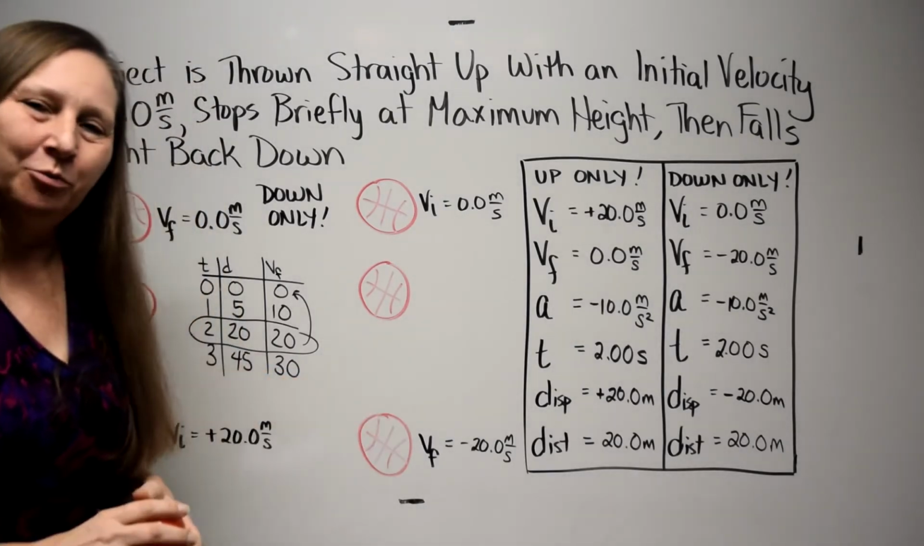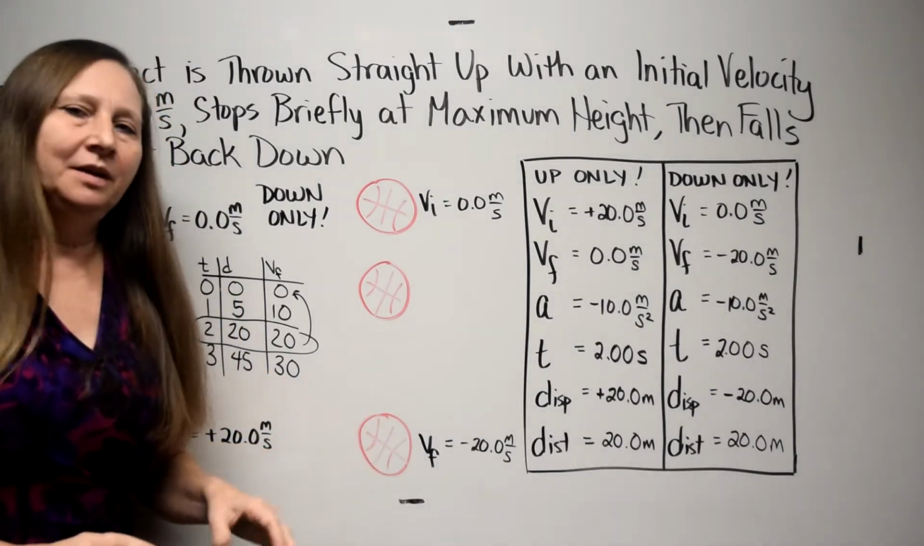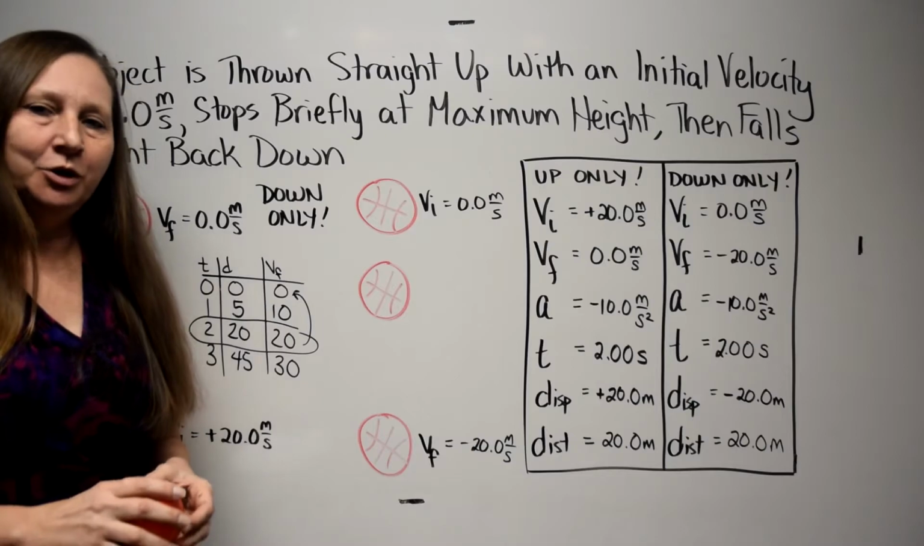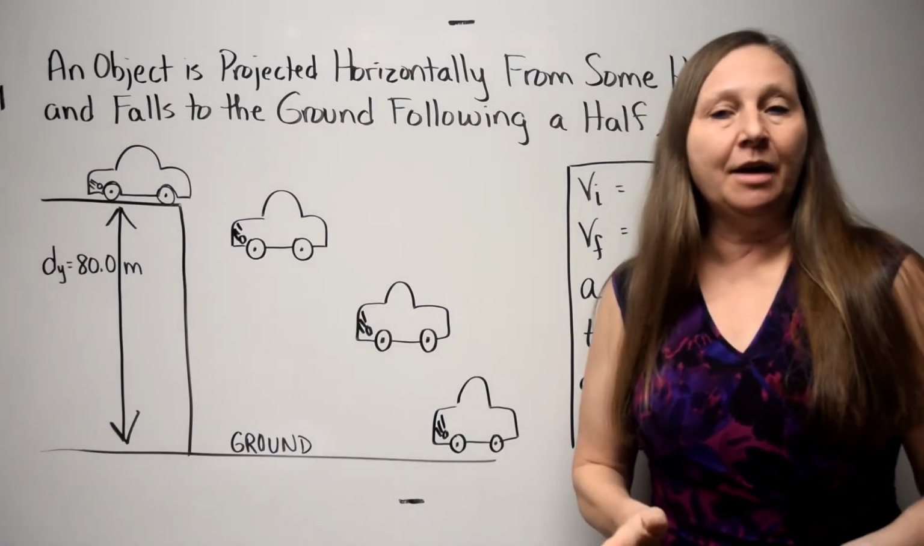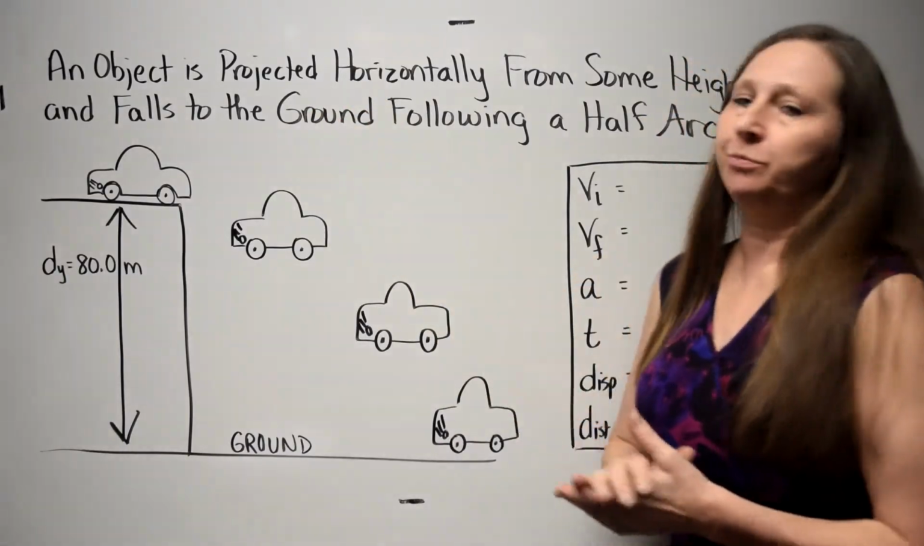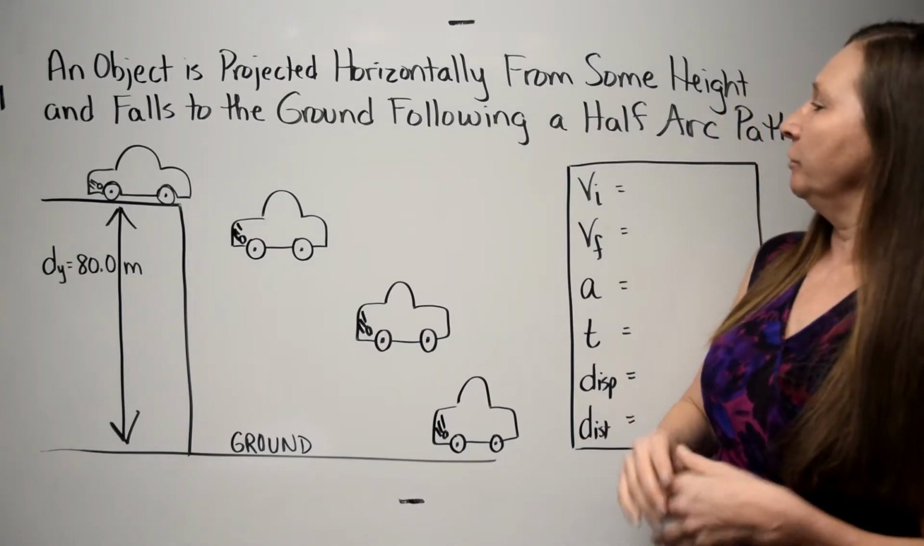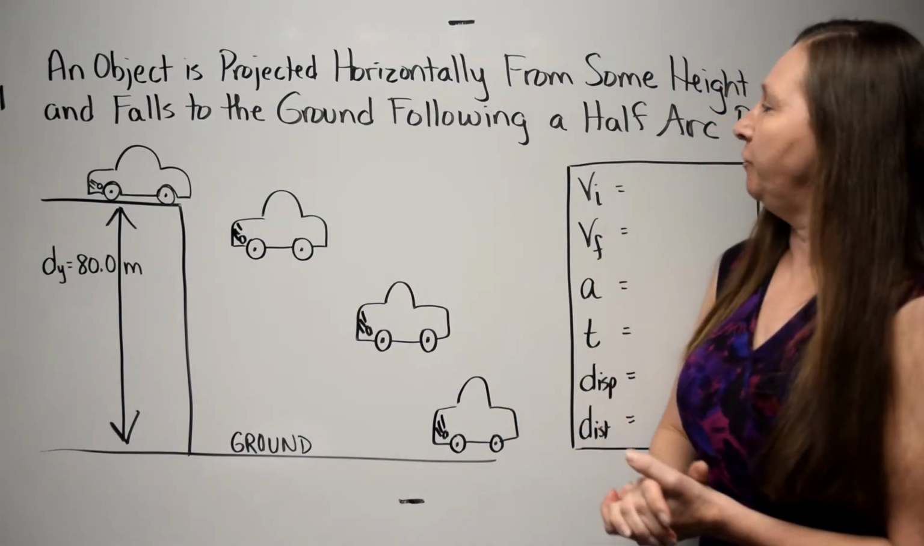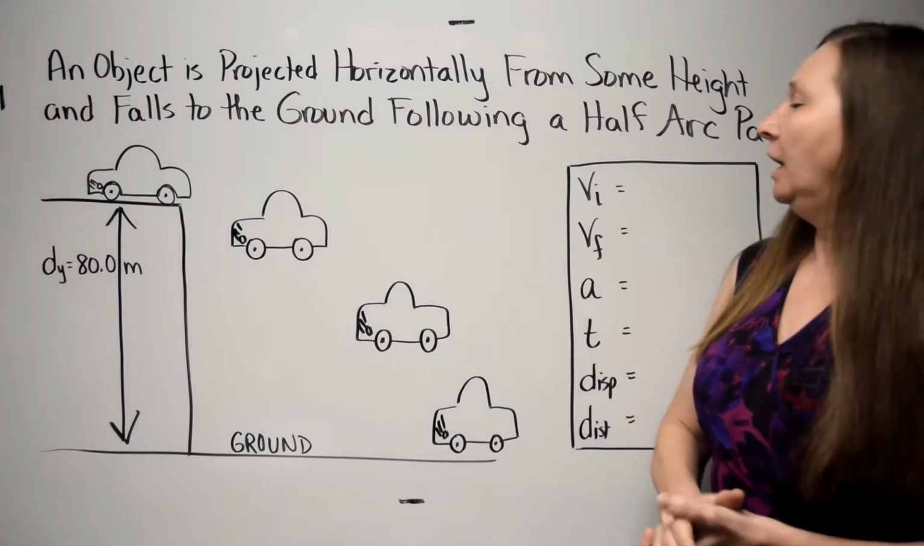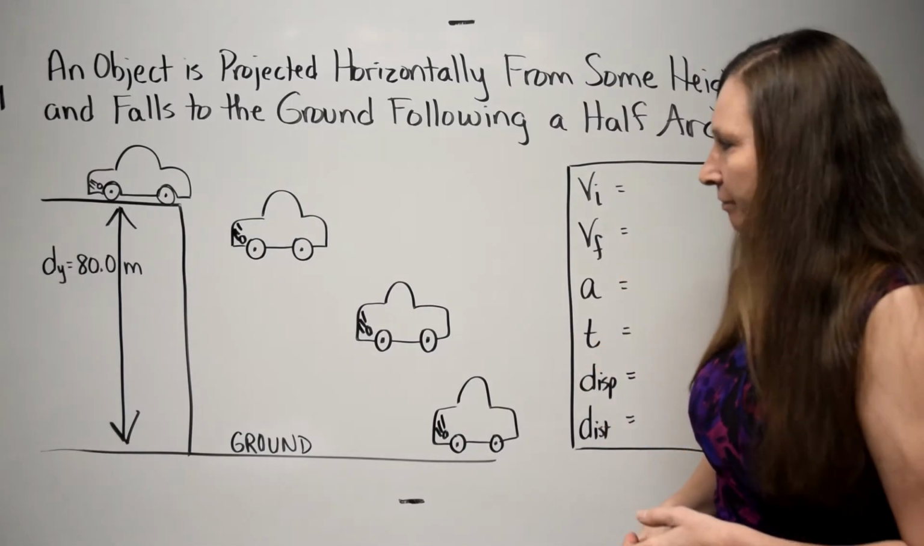I would go over this one more time. It's a little tricky, but it'll be very, very simple once you get the hang of it. Here we have a situation where an object is projected horizontally from some height, and the object falls to the ground following a half-arc path.